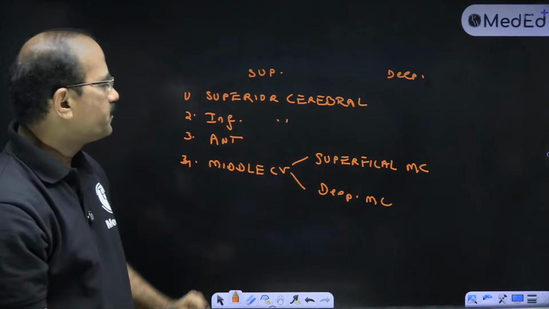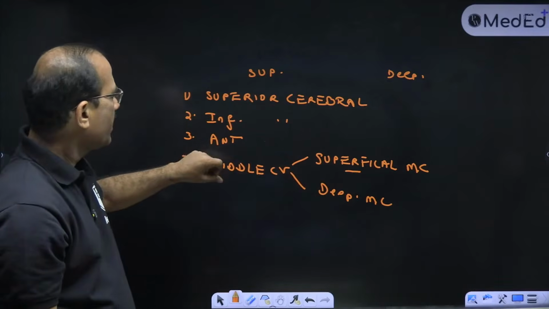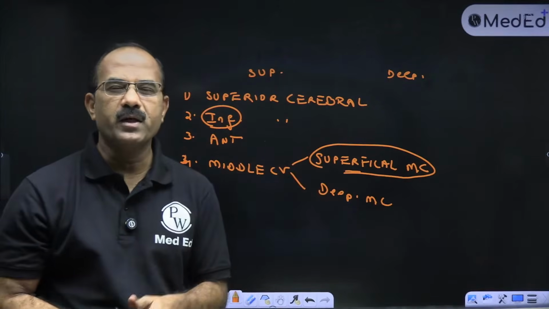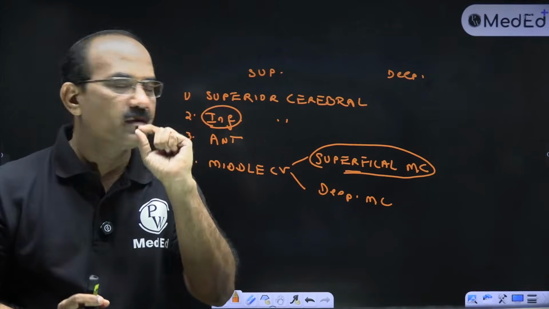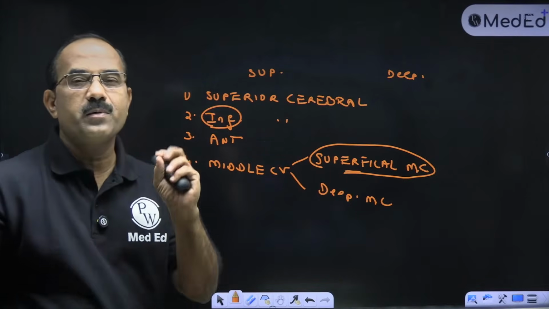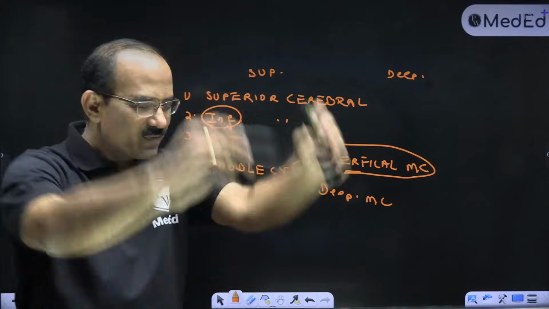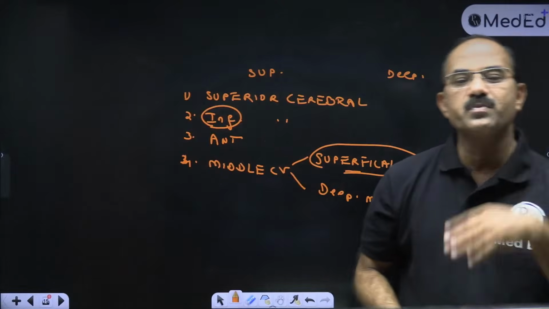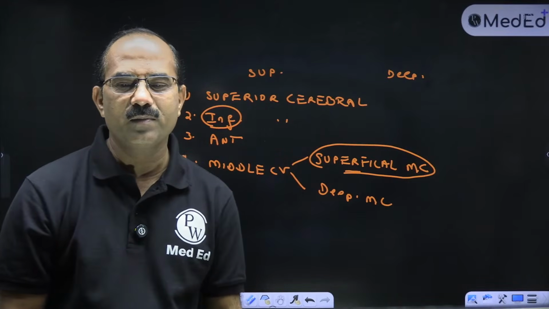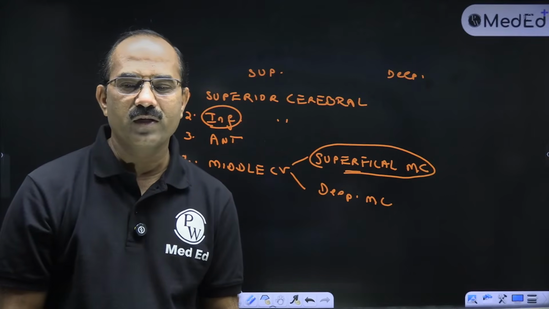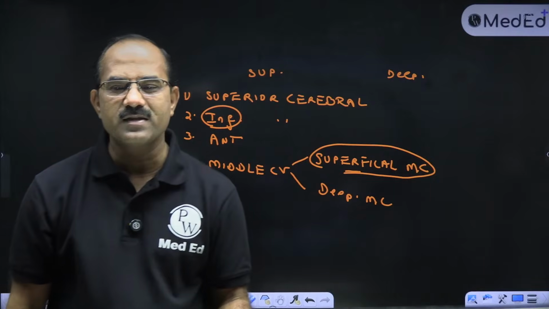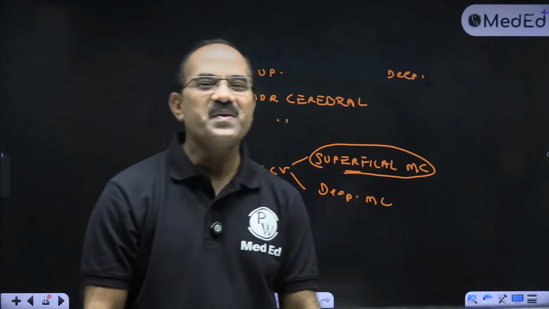Can anyone tell me the superficial middle cerebral vein and the inferior cerebral vein, where have we heard this? Superficial middle cerebral vein and the inferior cerebral vein were tributaries of something. Whose tributaries were these? Come on, try to correlate this now. You should be able to. We have already discussed this.